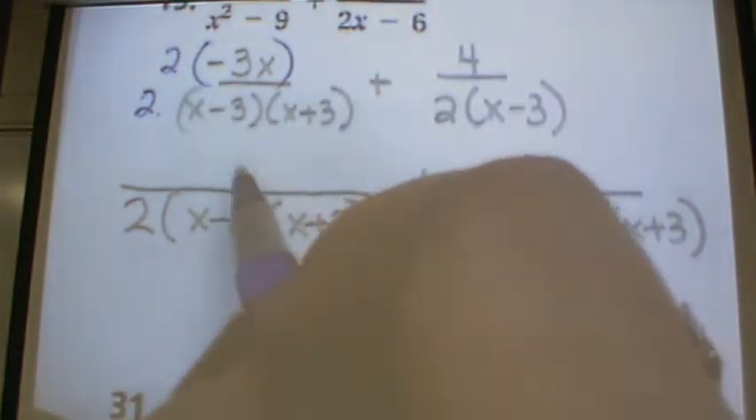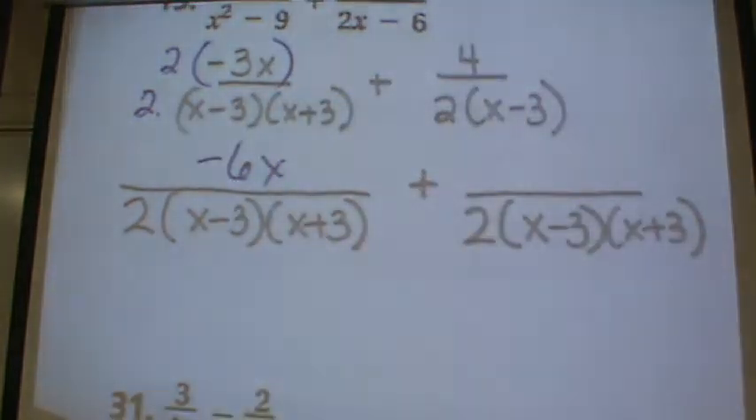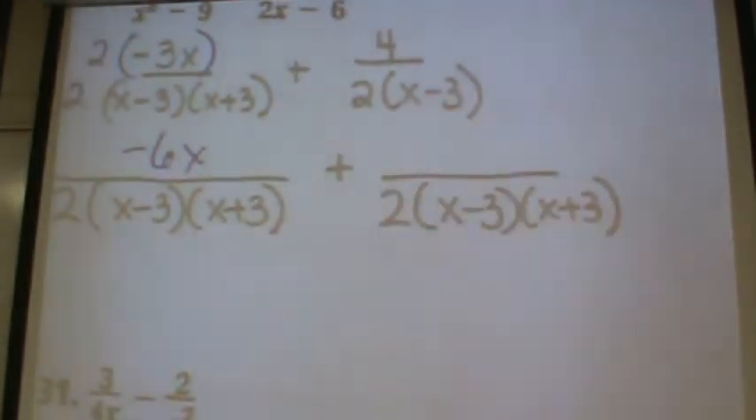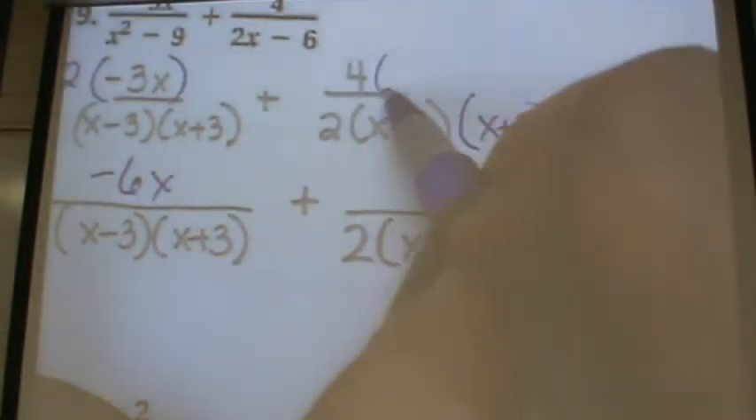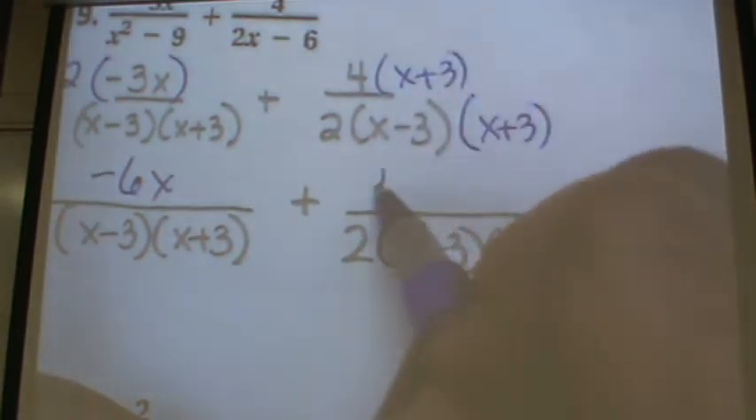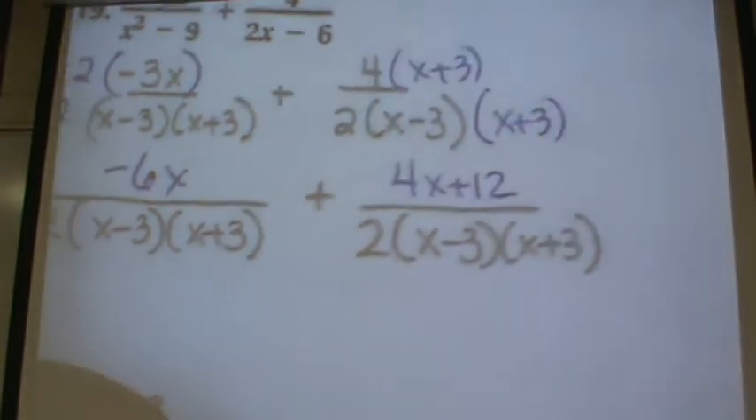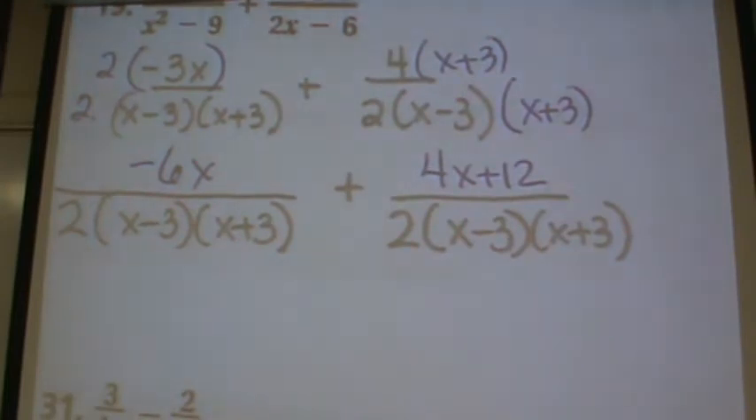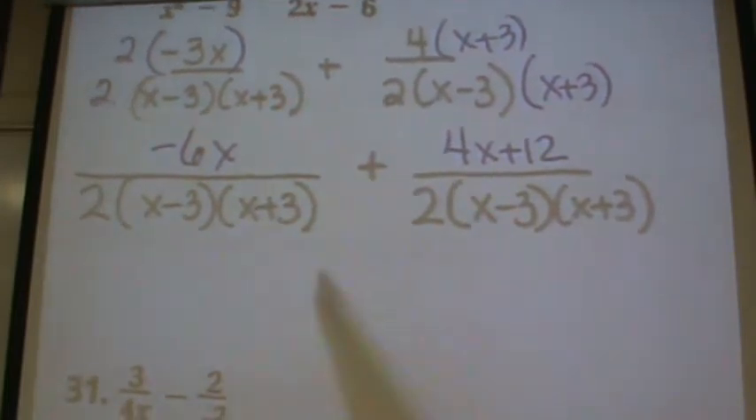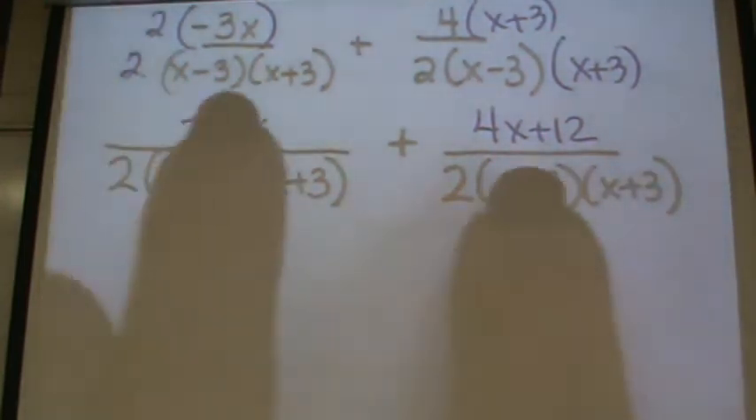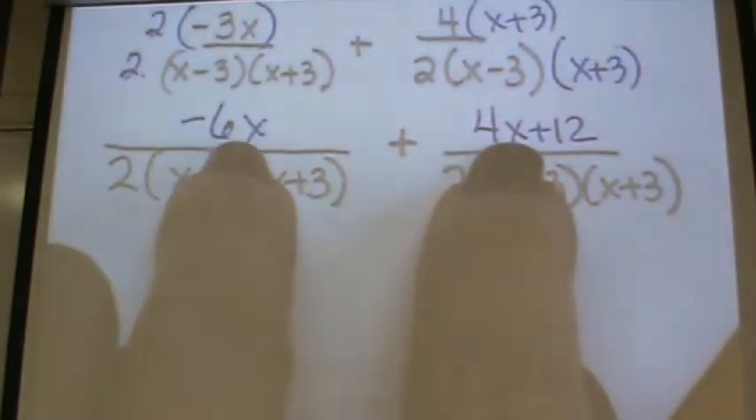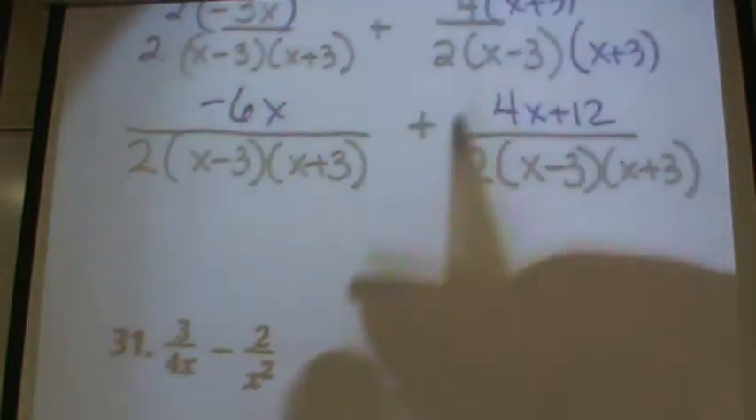What's 2 times negative 3x? Yep. And how about over here, what's missing? X plus 3. So what do you get here? 4x plus 12. Now what? You take out a 4 and then 4x plus 2. What do you mean take out a 4? Shouldn't you combine those two? Yes. What's negative 6x plus 4x?